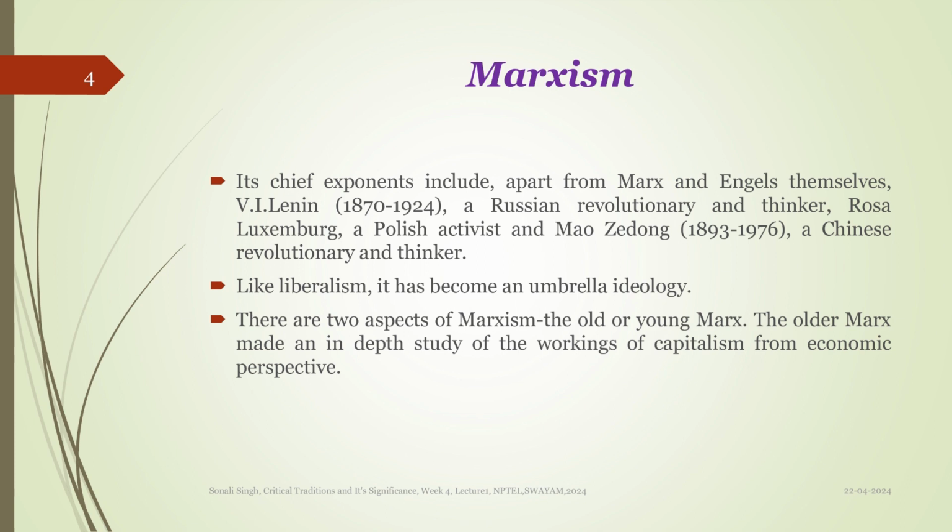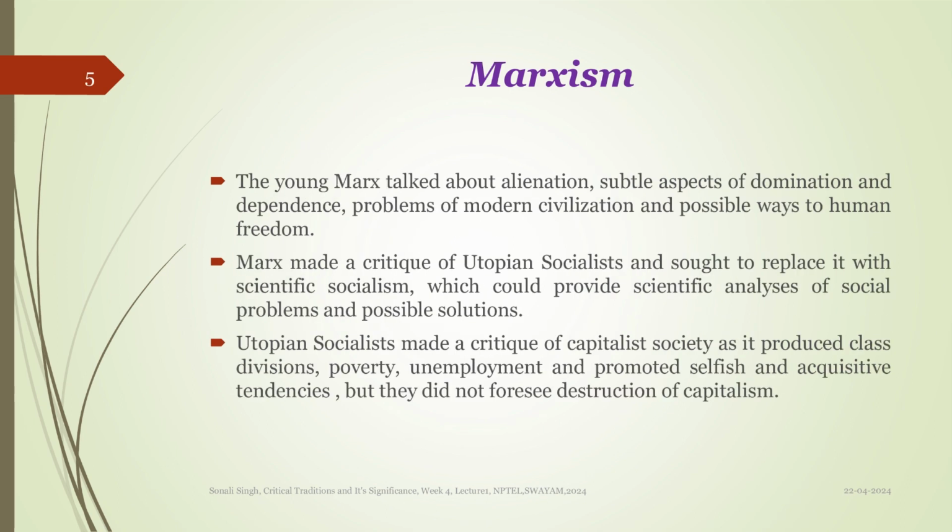Now if we talk about the younger Marx, he has talked about alienation, which is another implication of the capitalist society on individuals' lives. He has explained the subtle aspects of domination. Economic exploitation is apparent and manifest, but there are certain types of exploitation which are subtle, which are hidden, which are not explicit. And he has highlighted those problems of modern civilization and also the possible ways to human freedom. So these are two aspects of Marx.